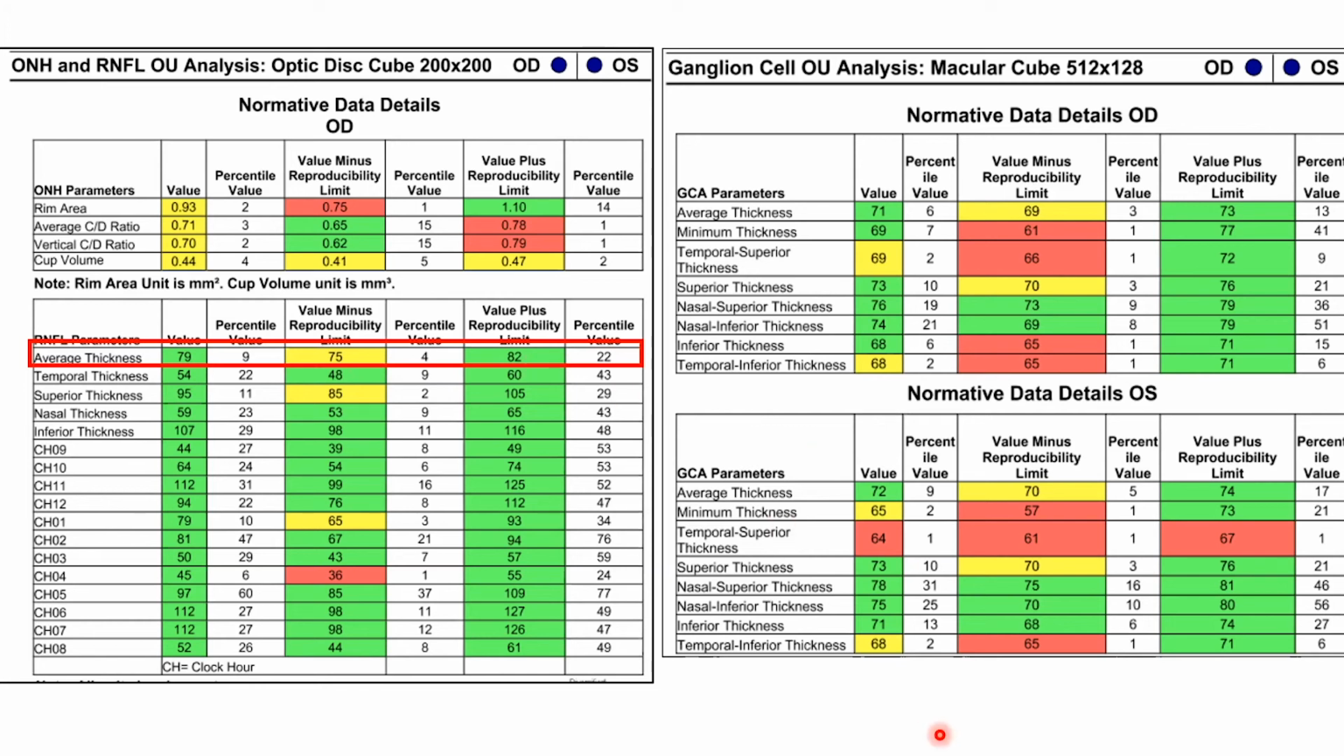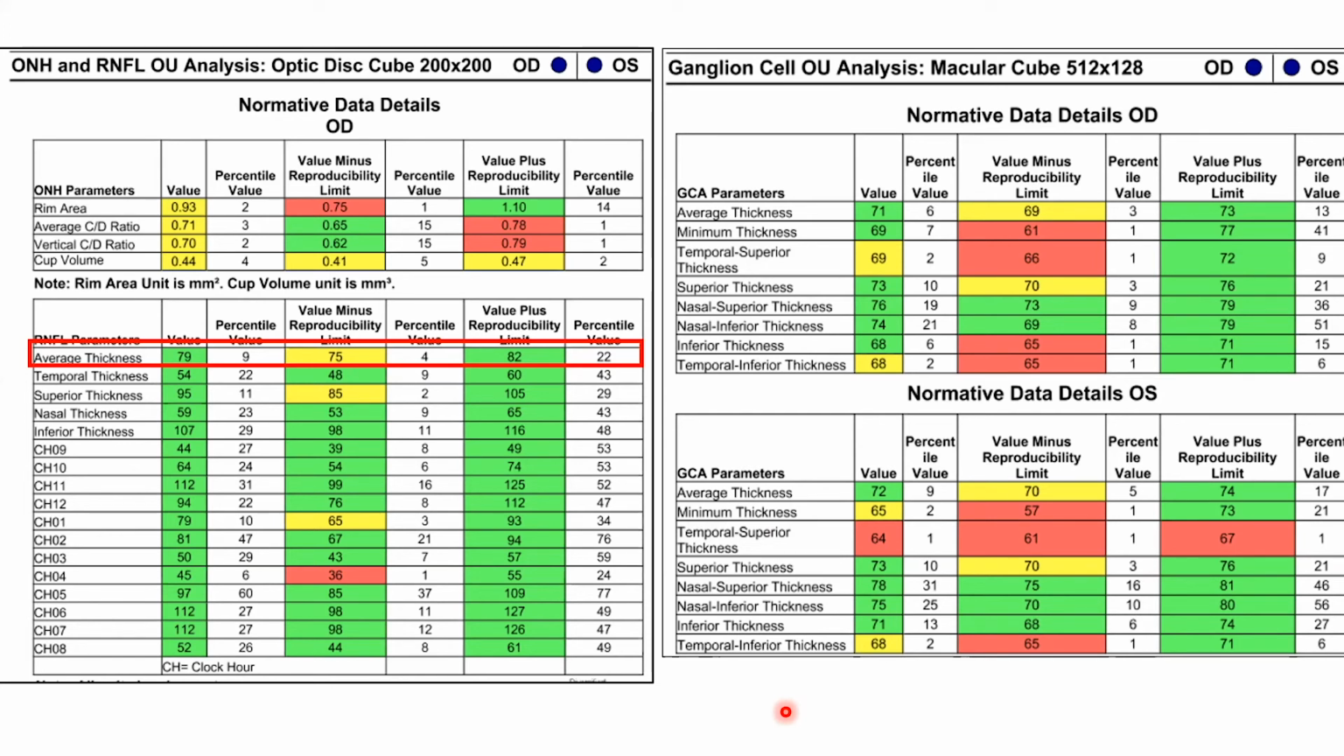If we go down to clock hour 7 down here, you can see that at clock hour 7, there's a lot of variability, and that's a very important region for glaucoma. It's a region that's inferotemporal. So we have a measurement that's important to our decision making, yet it has much more variability than the average thickness measurement.